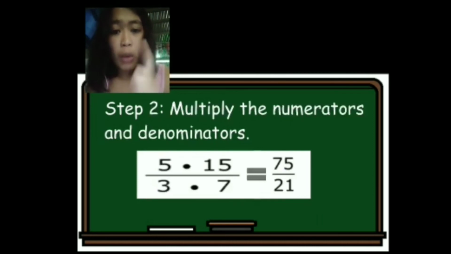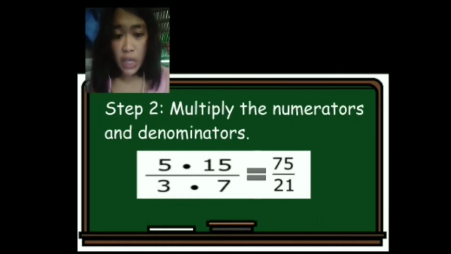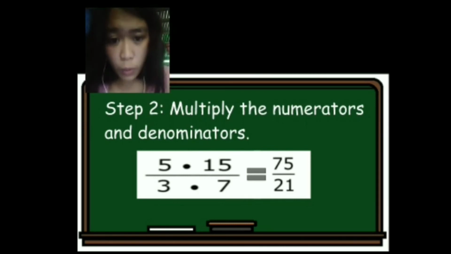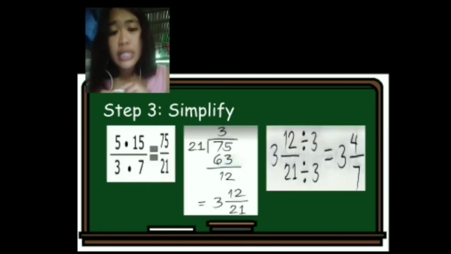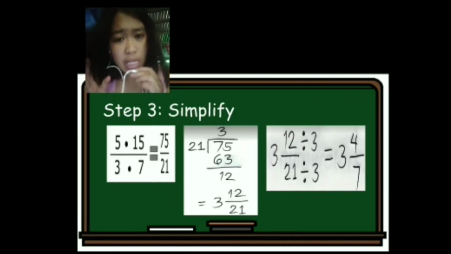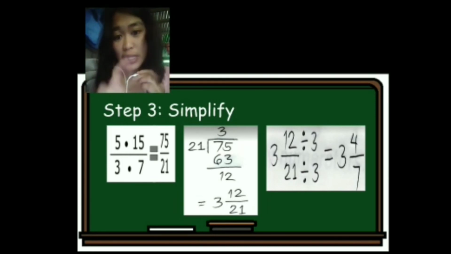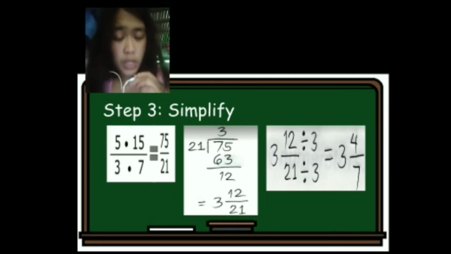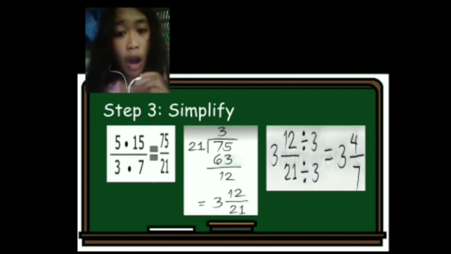Next, step 2, multiply the numerators and denominators. So 5 times 15 is equal to 75, and then we multiply the denominators, 3 times 7, which is equal to 21. Let's proceed to simplify, which is step 3. As we solved, 5 times 15 is 75 and 3 times 7 is 21, so we have the result of 75 over 21.